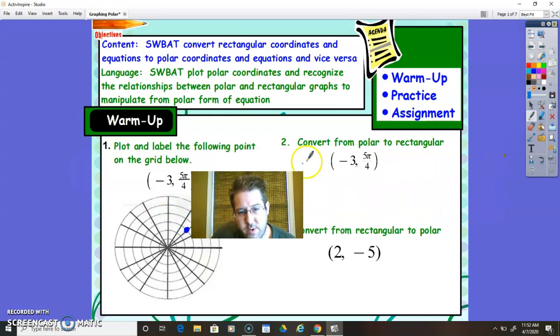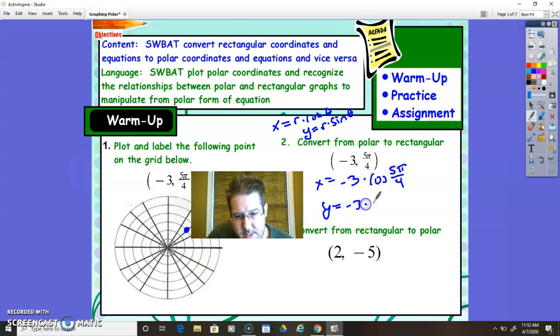Convert from polar to rectangular. So know that x equals r times cosine of theta, like we had done in a previous video, and r times sine of theta is for y. So x is going to be equal to -3 times cosine of 5π/4, and y is equal to -3 times sine of 5π/4.